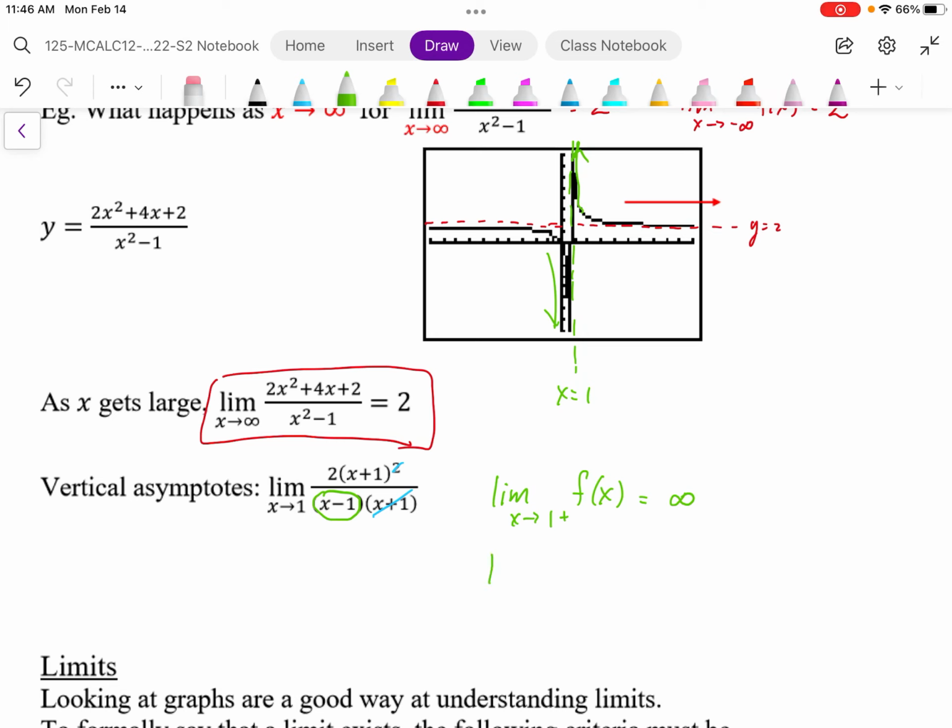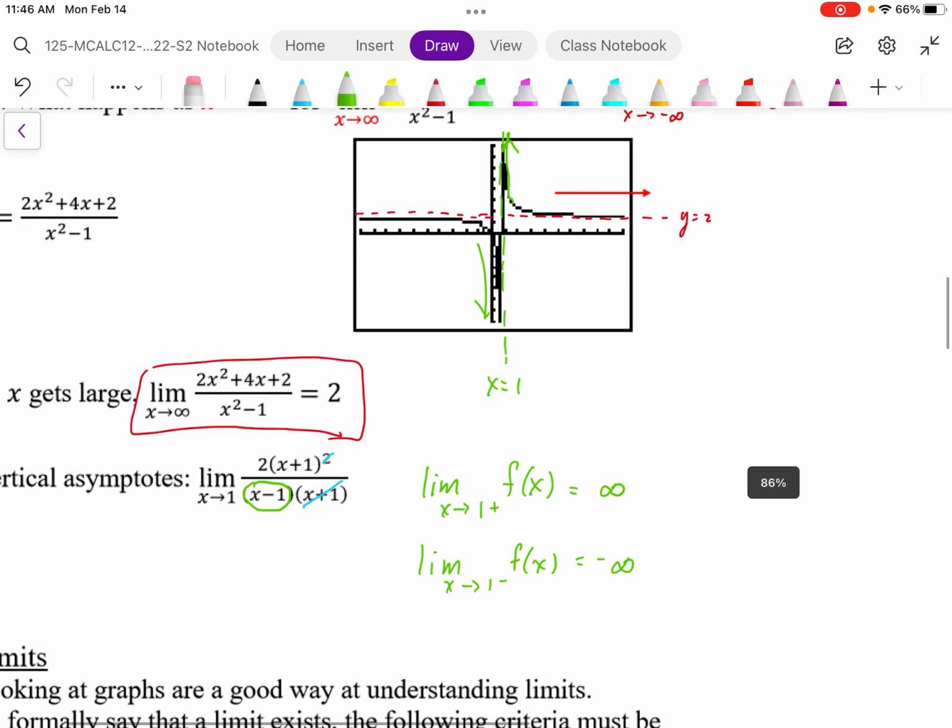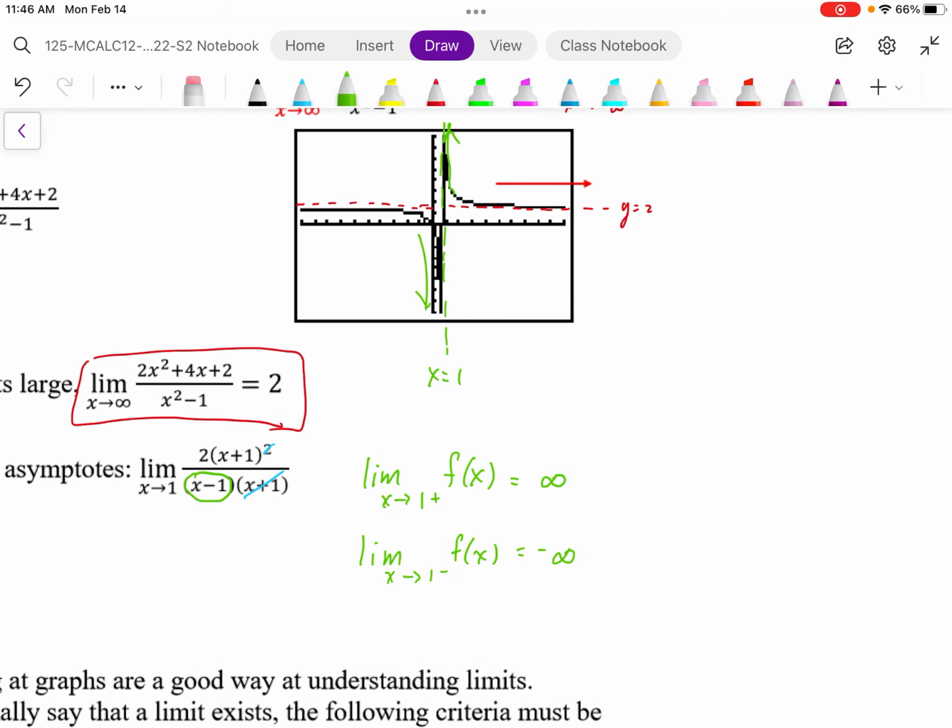And then we can do x as we approach 1 from the negative side of f of x. That's going to get us to negative infinity. And this is how we now formally show our vertical asymptote.